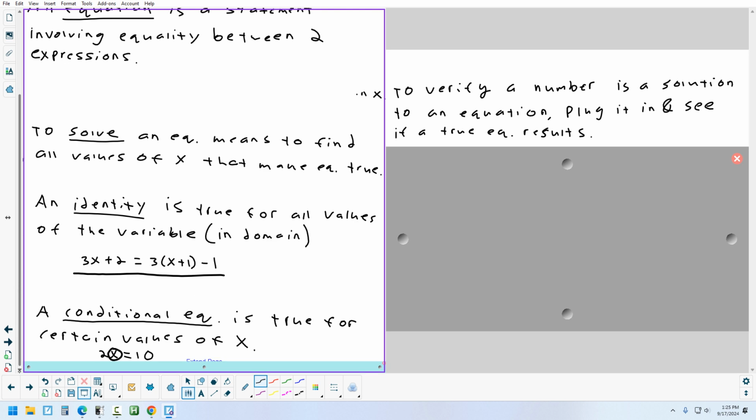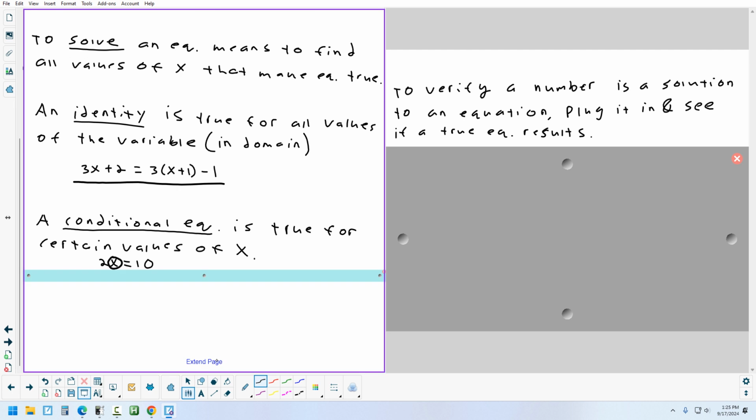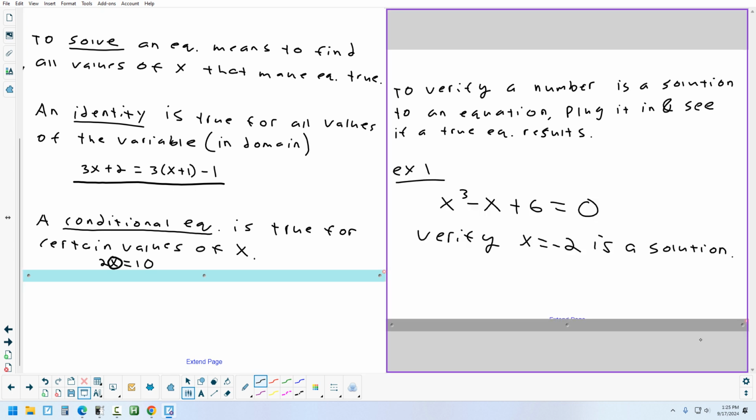If I ask you to verify if a number is true, or verify if a number works in an equation, that means to plug it in and see if you get a true statement. So I might give you an equation that we don't know how to solve right now, because it's a cubic. We can do quadratics if you know the quadratic formula, but we don't know how to solve cubics. I'm not asking you to solve it. I'm telling you that one of the answers is -2. I just want you to check it. So to verify or check that it's a solution, plug it in and see if you get a true statement when you're done.